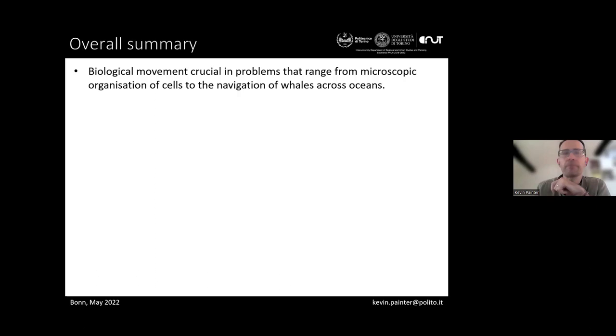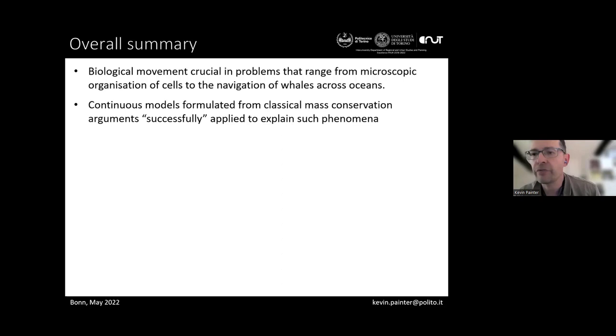Now, the classical continuous models, whether reaction diffusion, chemotaxis, or even the slightly more modern continuous models, such as these non-local models, have typically been developed from classical mass conservation arguments. And actually, there are a lot of very good success stories of those applied to explain the various phenomena that you see, whether in areas such as developmental biology or in areas to do with animal movements. They've proven a very successful macroscopic framework for understanding these sorts of problems.